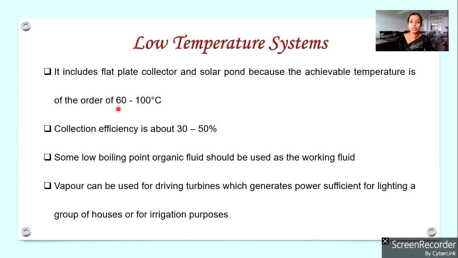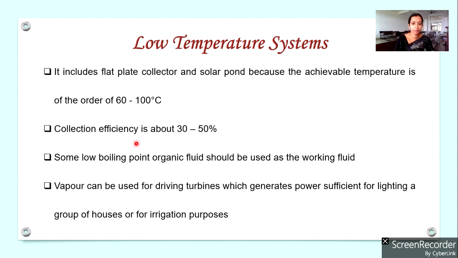So we have to use some other organic fluid as the working fluid in such systems. If we are using organic fluids having a low boiling point, they can be converted to vapor using this particular temperature, and this vapor can be used for driving turbines and producing electrical energy. So a low boiling point organic fluid should be used as the working fluid in low temperature systems, and they have collection efficiencies of about 30 to 50%. They can convert around 30 to 50% of collected solar energy into electrical energy.